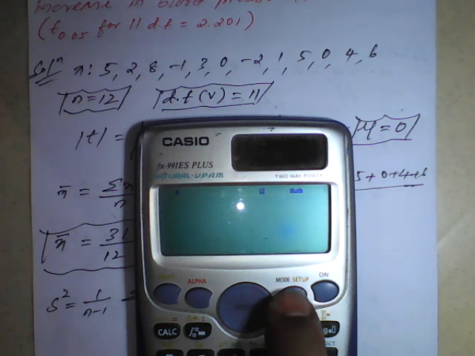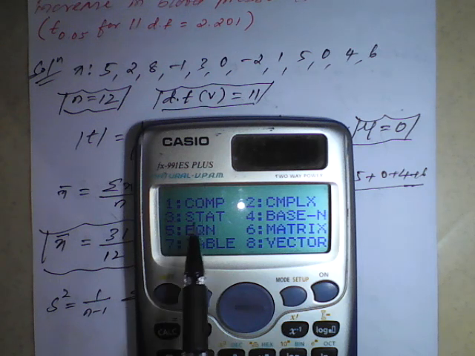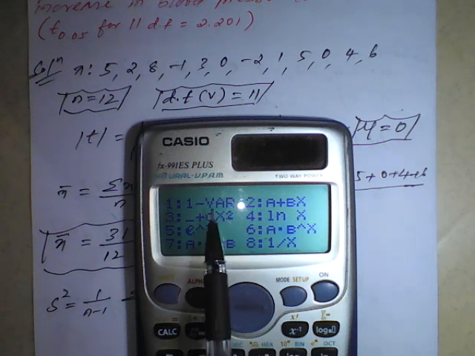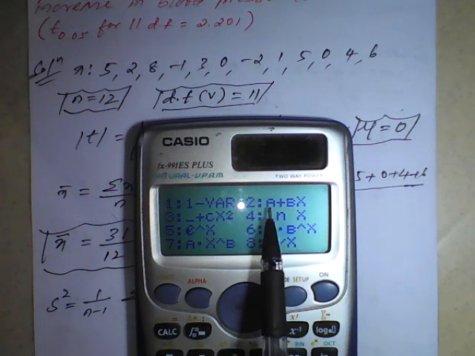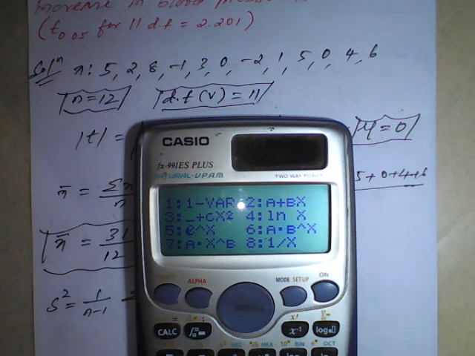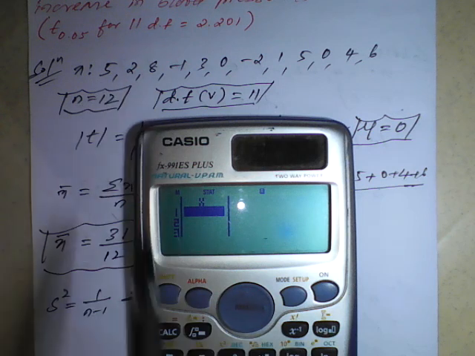So press mode, then set the calculator mode to stat, that is option number 3. Under option 3, you will find the variance sign. One variance means only one x; 2 stands for x and y values. We have only x data, so I will press 1. It will ask the value of x. Whatever the x values are, we'll type them.